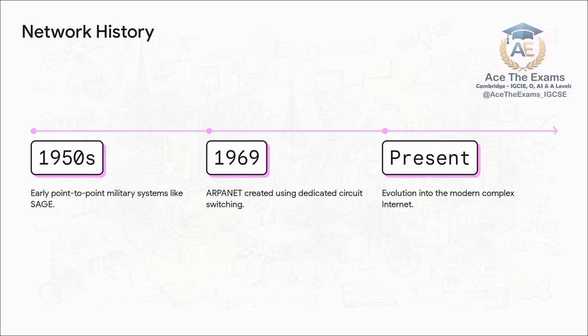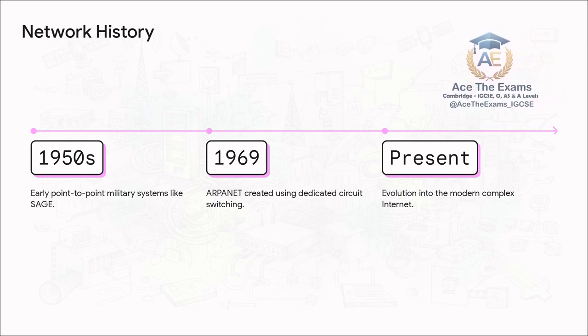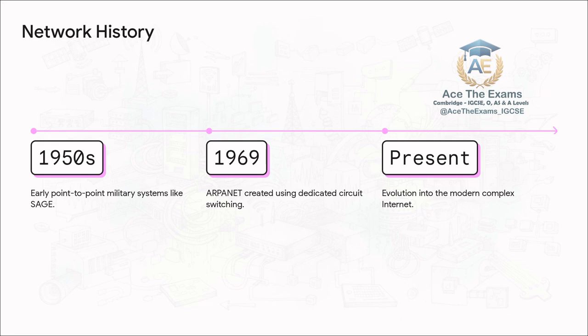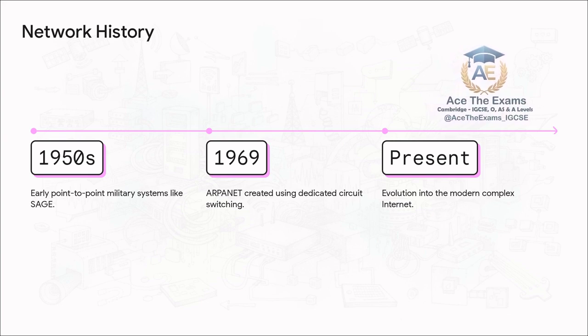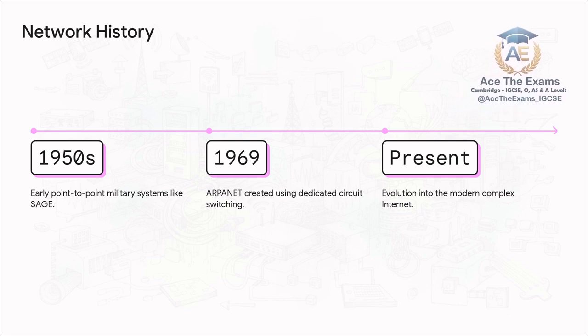Fast forward to 1969, and the U.S. Department of Defense created ARPANET, basically the grandfather of the internet you're using right now. This is a crucial detail because ARPANET relied on dedicated circuit switching. Basically, a single line gets a dedicated circuit for the whole duration of the conversation, much like an old-school two-party telephone call. And that simple, dedicated point-to-point concept eventually evolved into the massive, complex internet we all rely on today.